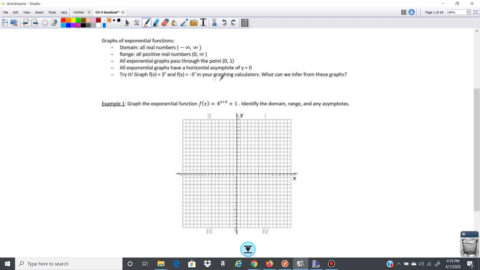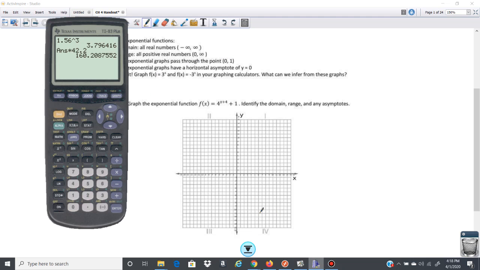So let's look at these two functions in our calculator. If we go to our y equals button, we have 3, and then we'll use our caret power key to the x, so 3 to the x power, and then hit graph. This is what our graph looks like. And we're passing through the point 0, 1 because everything to the 0 power is going to be 1. So we're always going to have that point there.